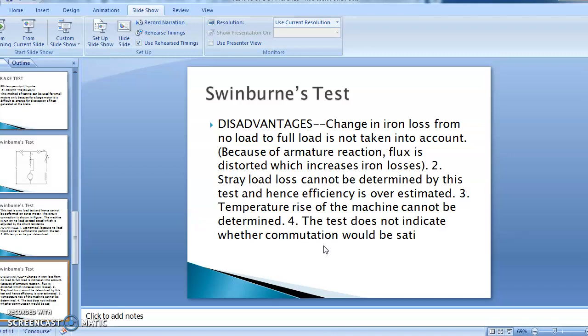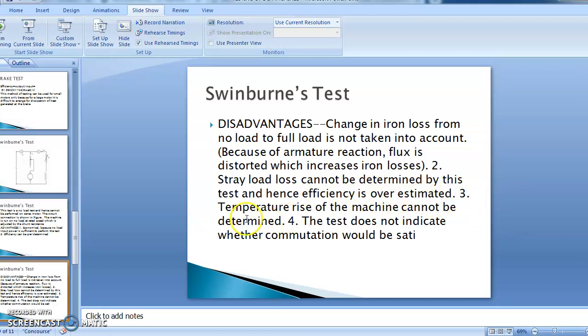and as the armature current increases, armature flux increases and it will interact much more with the field flux, and as the field flux and armature flux are interacting with each other, they will be much more distorted and it will increase the iron losses. Secondly, the stray losses, that means the constant field losses, cannot be determined in this test, and the efficiency in this case is overestimated.